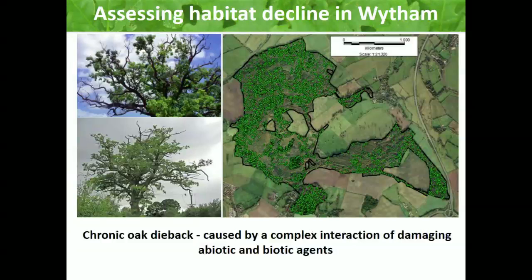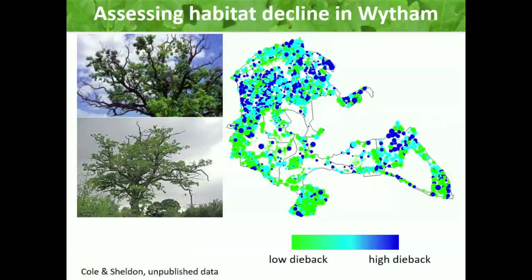So oaks can suffer from something called chronic oak dieback, and this is thought to be caused by a complex interaction of damaging abiotic and biotic factors, so things like recurring droughts and strong winds, and also opportunistic attacks by disease and insects. And this can cause crown thinning, but also complete tree death.